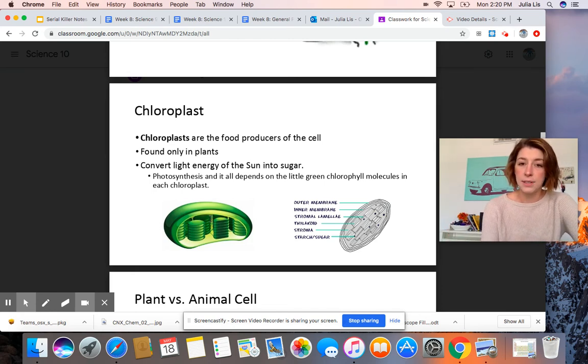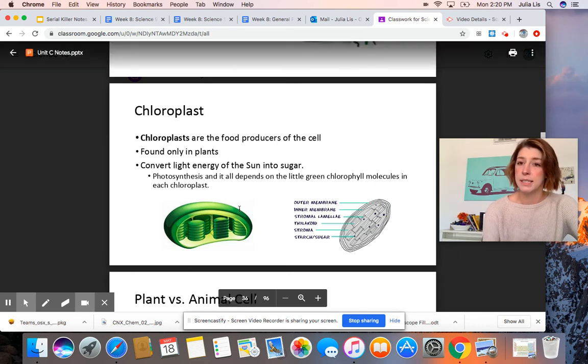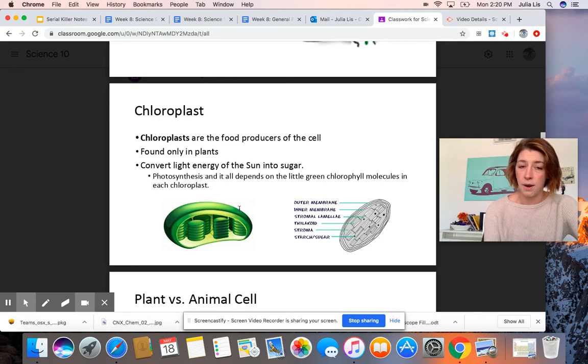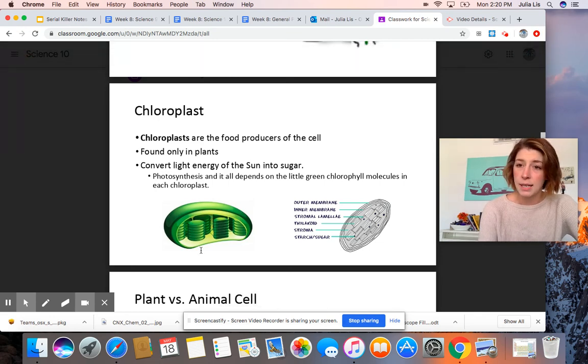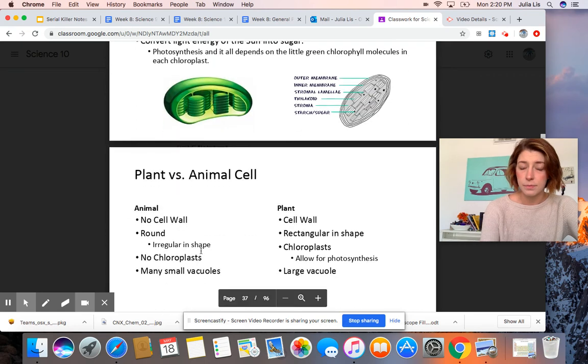That sugar then moves throughout the plant and does work for them. The process of photosynthesis is occurring specifically in this organelle, the chloroplast. They're green because there's a pigment inside there called chlorophyll. We'll talk about photosynthesis and cellular respiration more later on in the unit. Photosynthesis is occurring in chloroplasts, and only plants have them.